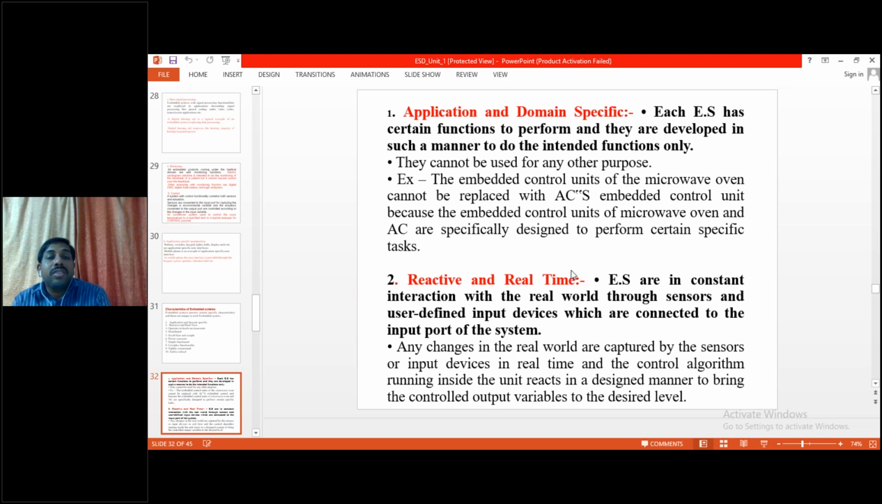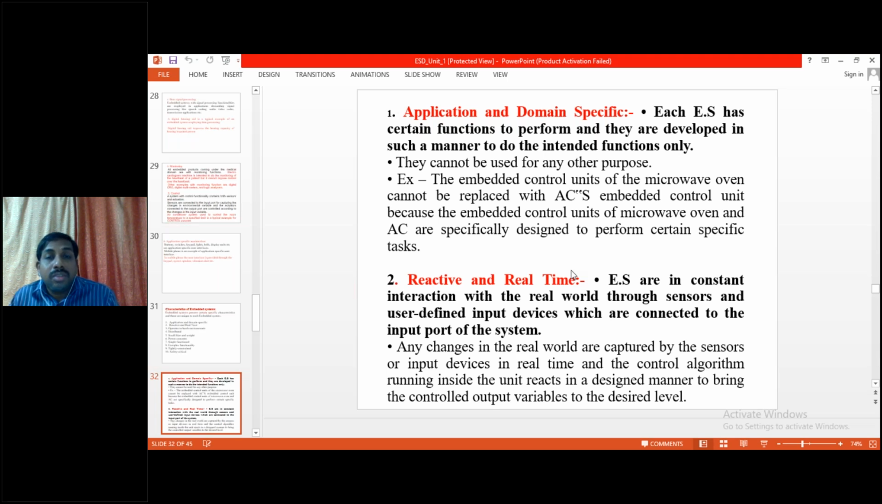So the control instructions, the sensors, reset buttons, or any signals given to the internal logic instructions, they all differ. So that's why application and domain specific means each embedded system is unique. So you cannot use control unit of one embedded system to another. So all embedded systems are application and domain specific. Based on the application, they are designed like that.